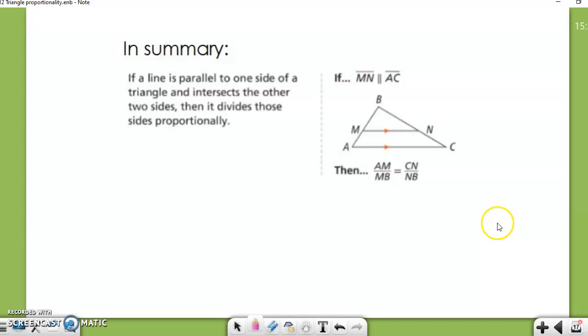Okay, just to summarize, if the line is parallel to one side of the triangle and intersects the other two sides, it cuts the triangle proportionally. And remember, that's kind of the same thing of parallel lines and transversals. It cuts them proportionally as well.